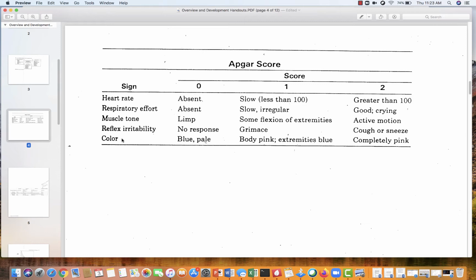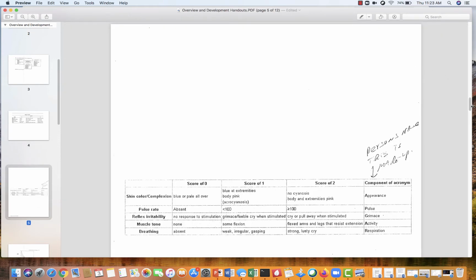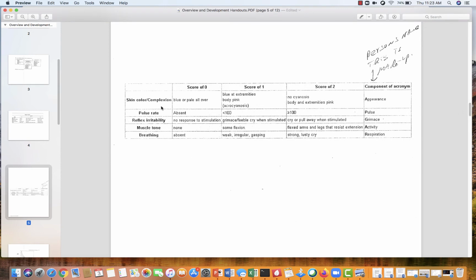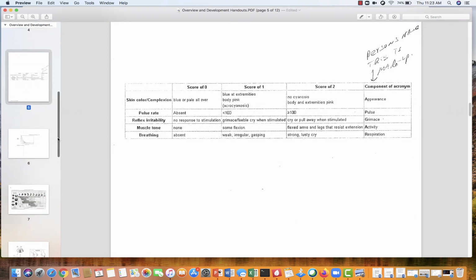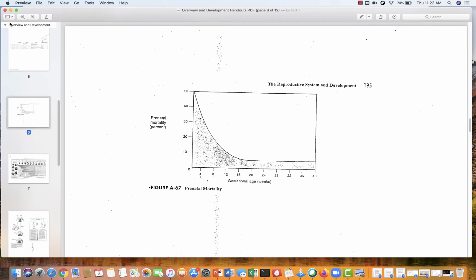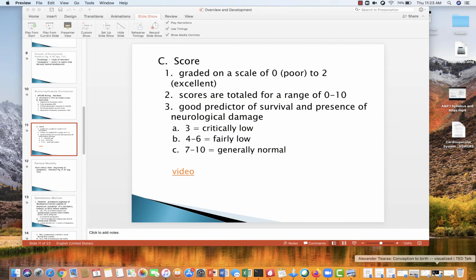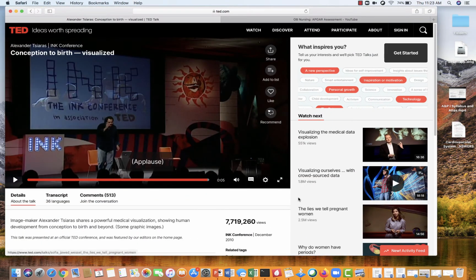Okay, then color of the newborn. If the newborn is blue or pale, that would be a score of 0. If the body is generally pink and however the extremities are blue, that would be a score of 1. And then completely pink would be a score of 2. I've also included another handout there on that if you want to take a look at that. Okay, so I have a video that we're going to watch on APGAR scoring.